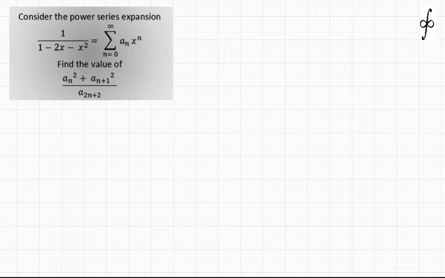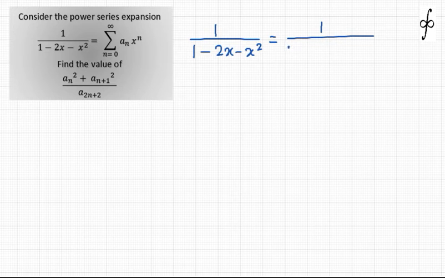Okay, so we need the power series expansion of 1 by 1 minus 2x minus x square, and in that power series expansion we need an, which is the coefficient of x to the power n, and with the help of an we can proceed for the problem. So let's come to the power series expansion of this quantity, that is 1 upon 1 minus 2x minus x square. Now, strikingly, one thing is very much clear in the denominator.